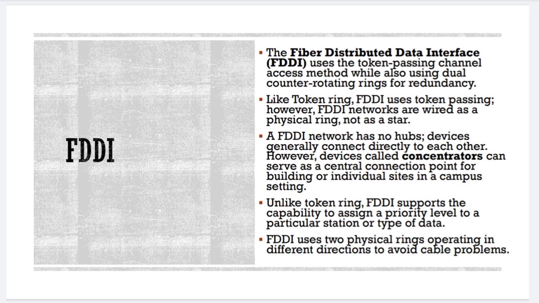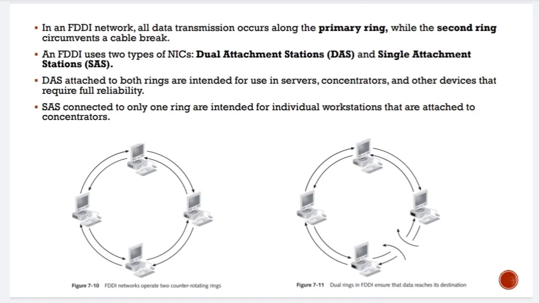The Fiber Distributed Data Interface, or FDDI, uses the token passing channel access method while also using dual counter-rotating rings for redundancy. An FDDI network has no hubs. Devices generally connect directly to each other. However, devices called concentrators can serve as a central connection point for a building or individual sites in a campus setting. FDDI uses two physical rings operating in different directions to avoid cable problems. In an FDDI network, all data transmission occurs along the primary ring, while a second ring circumvents a cable break.